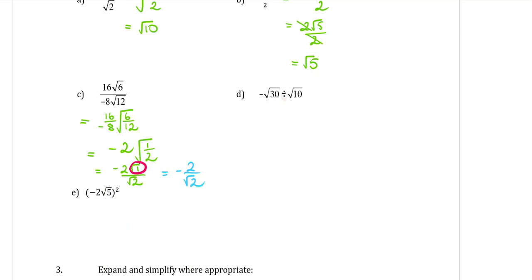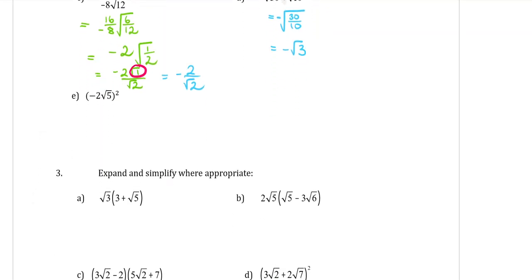Question D, minus square root of 30 divided by square root of 10. Even though it's written as a divide sign there, we know that's the same as our fraction, so we could turn that into one big square root sign with the minus sign I would leave out the front, and we'd have the 30 over 10 going underneath. 30 divided by 10 is 3, so it would be negative root 3.